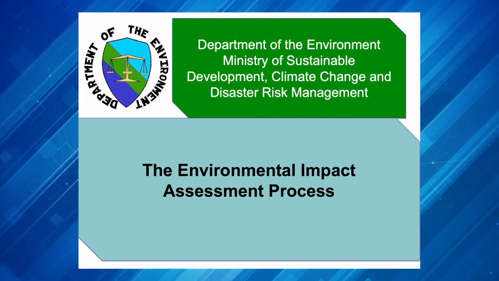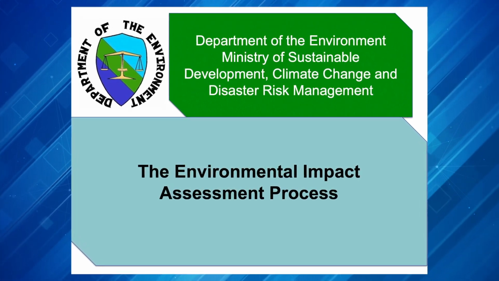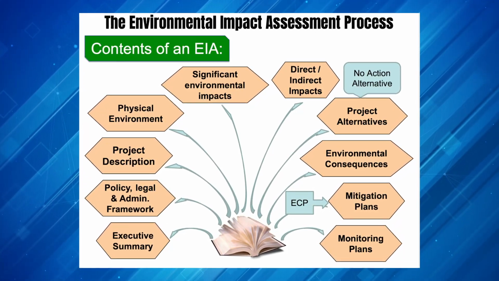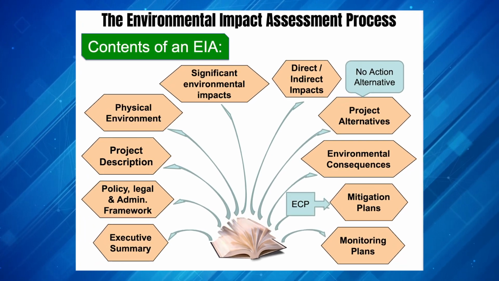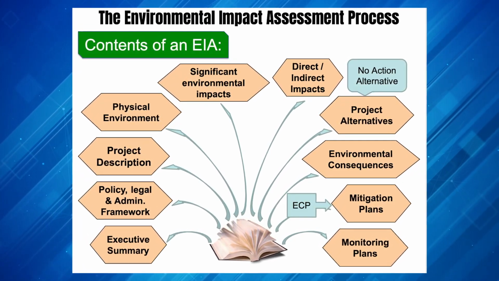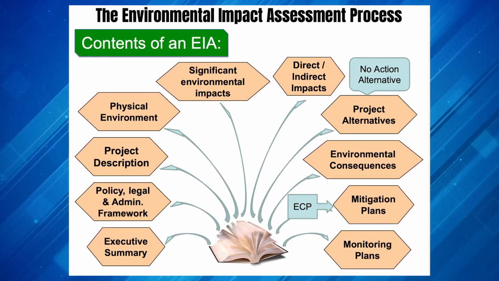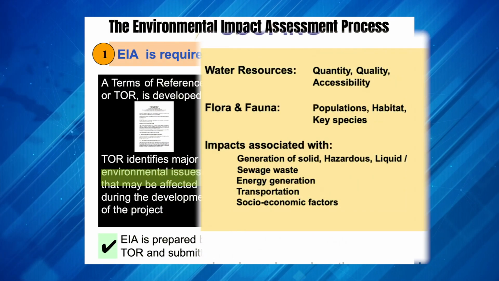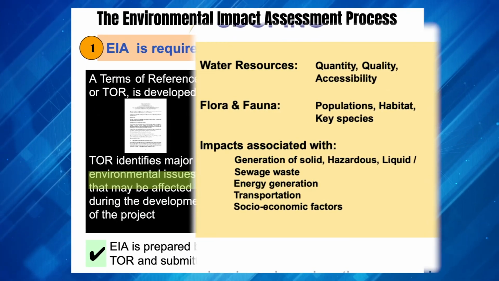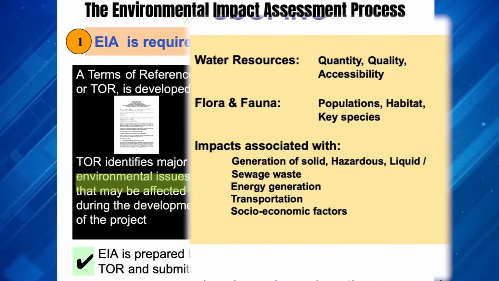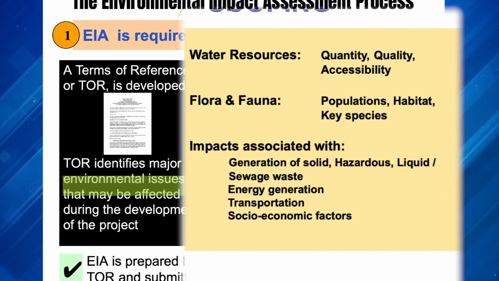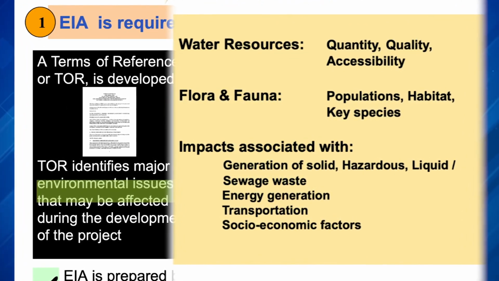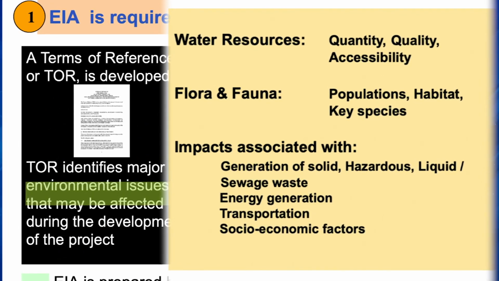However, if an EIA or LLES is required, the process is much longer. If an EIA is required, the developer is informed. Once the developer agrees to move forward with the EIA, a terms of reference is developed. The document identifies major environmental areas that may be impacted by the proposed development. These include, but are not limited to, the impact on water quality, quantity, and accessibility, the effects on the populations and habitats of key species, and the impacts associated with generation of solid, hazardous, liquid, or sewage waste, energy generation, transportation, and socioeconomic factors, to name a few.